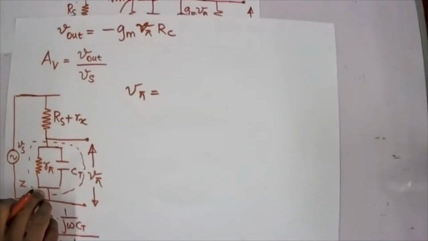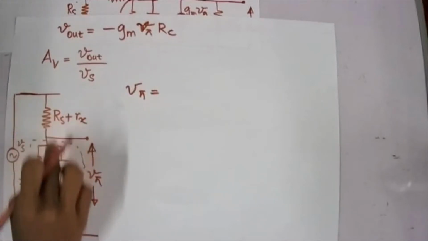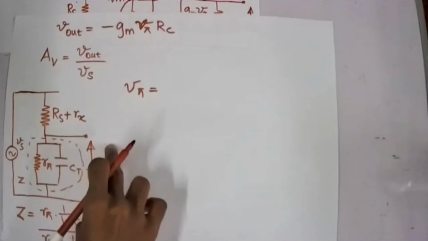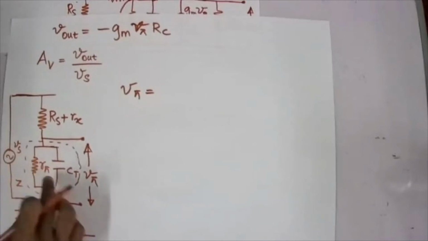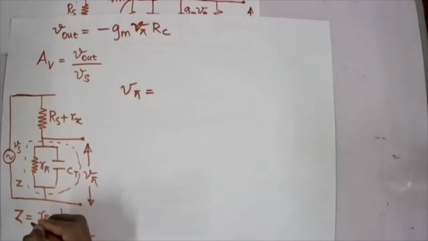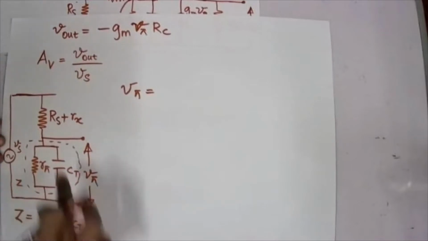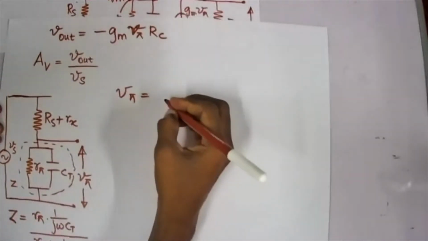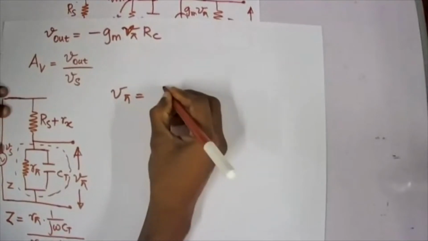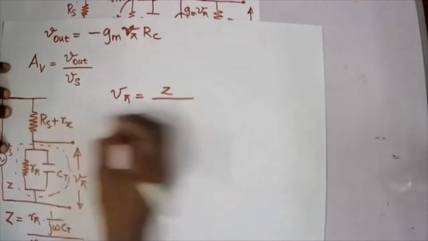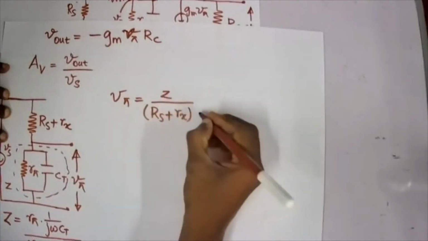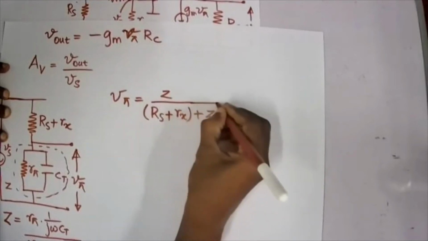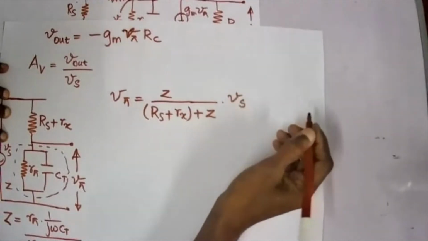Using the potential divider equation, we have seen it when we have two resistors R1 and R2, the V2 will be R2 divided by R1 plus R2 into Vs. The simple way is to calculate the current and then apply it for potential. So I can write my V pi as Z divided by Rs plus Rx plus Z into Vs.